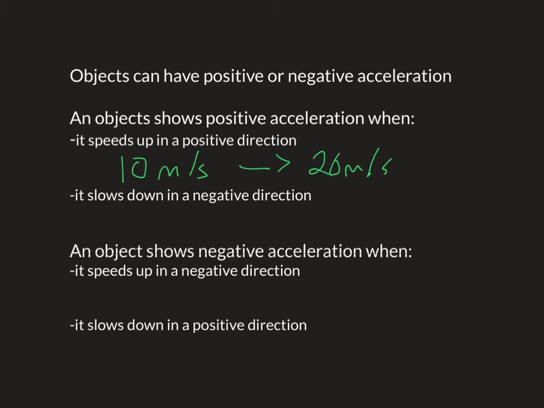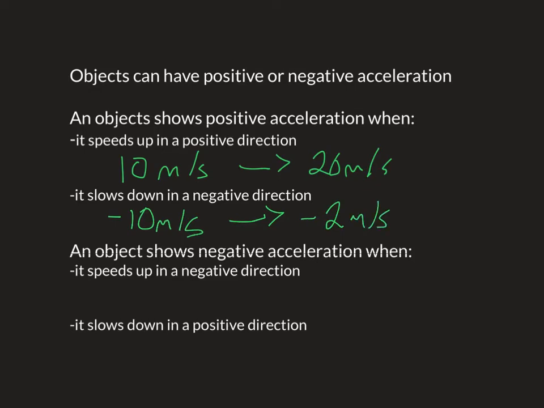What doesn't make as much sense, which is a little bit weirder for students, is this second case here. So if an object slows down in a negative direction, in other words, its speed is becoming less negative over time, that is also a form of positive acceleration. So to give you an example, let's say I have an object that's going at negative 10 meters per second. Okay, so it's heading to the left at 10 meters per second. Then the object slows down to negative 2 meters per second.